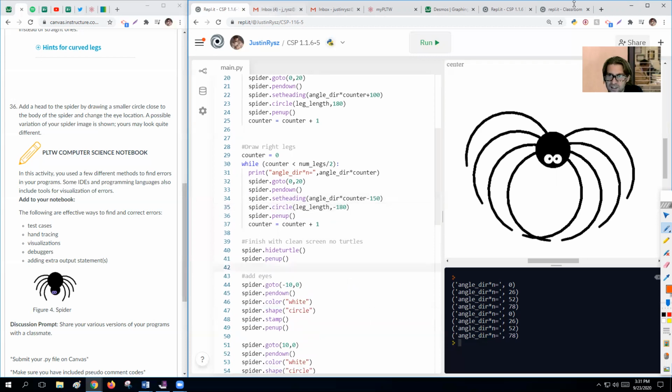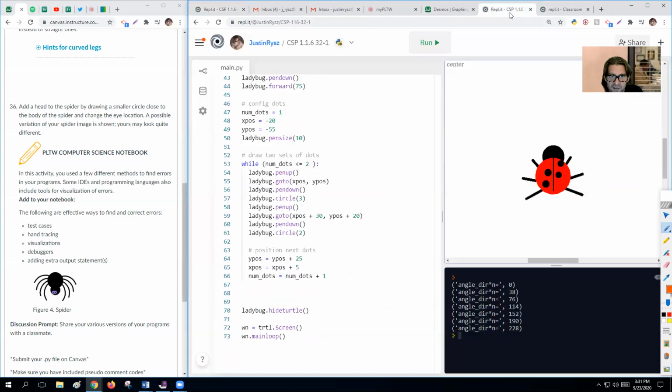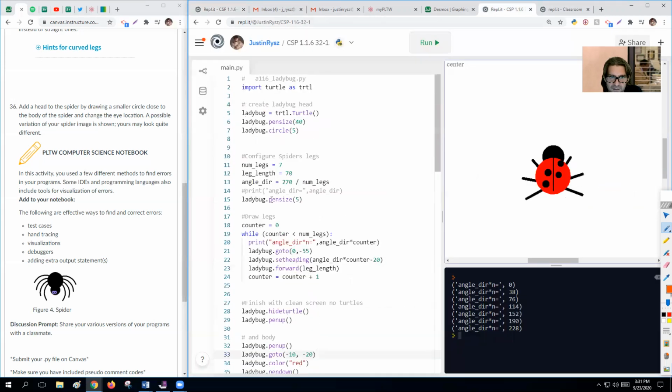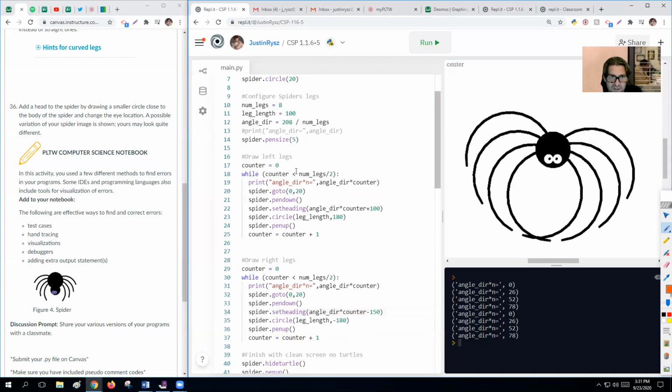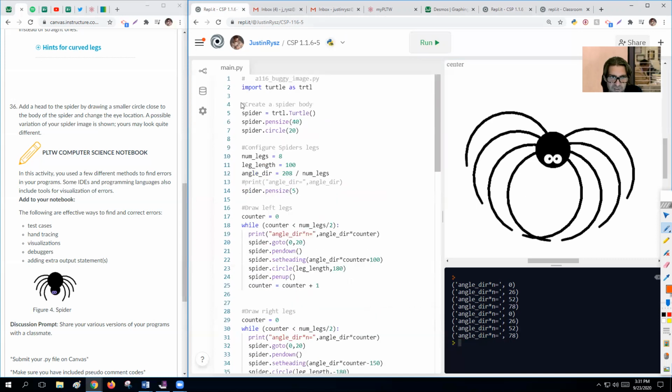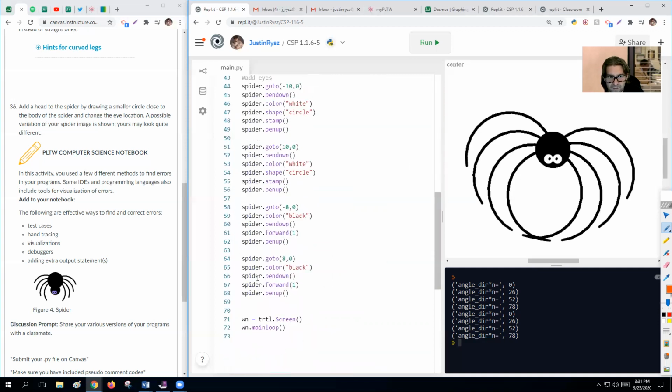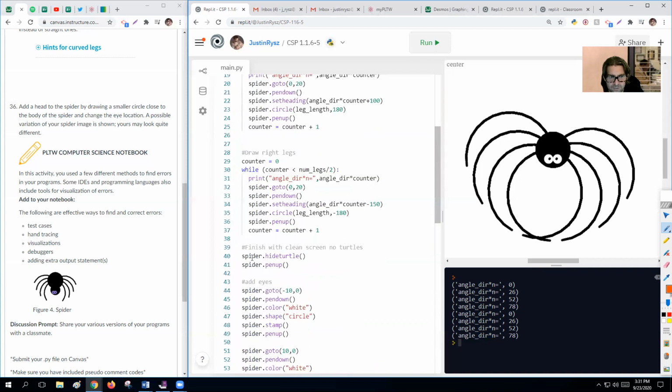So I like looking at that ladybug code that we had for a simple head. And that was just right at the beginning. Ladybug, .turtle, or even like the body. So what we want to do is make the body but smaller. So let's create a spider body here before we make another circle. So after we draw the legs, let's add a head.